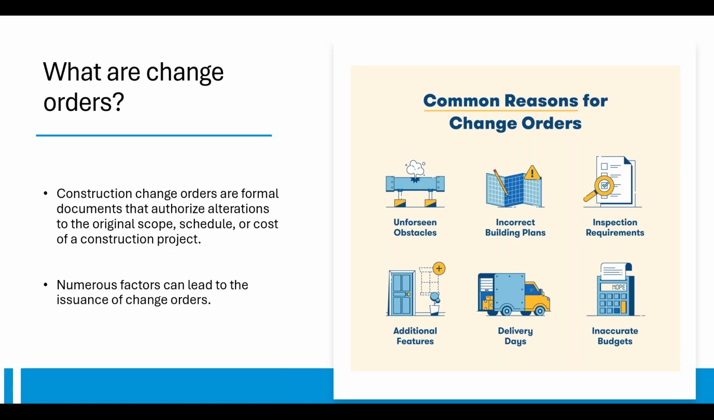All right, so today what we have on the docket are change orders and how change orders pretty much work in ACC. But to understand how change orders work in ACC, you first have to understand the concept of a change order. Essentially, a change order is any formal document that authorizes any alterations to the original scope that wasn't there before, a schedule change, or a cost that affects the schedule and the cost of a construction project. And numerous factors can contribute to creating a change order on a project.